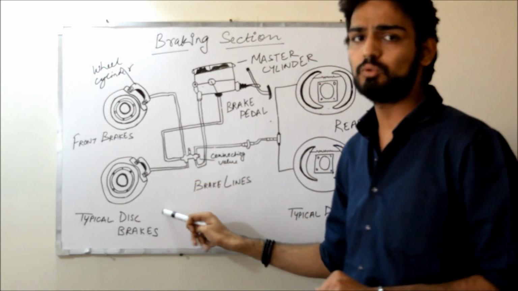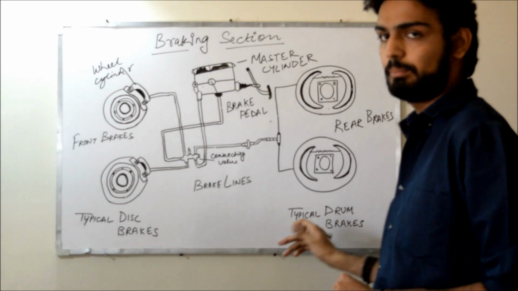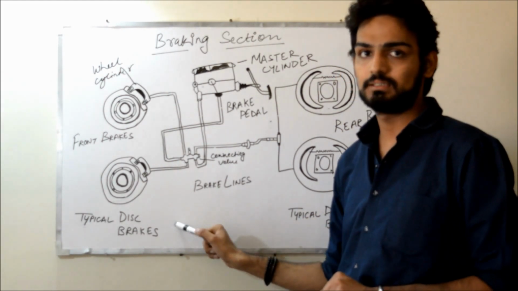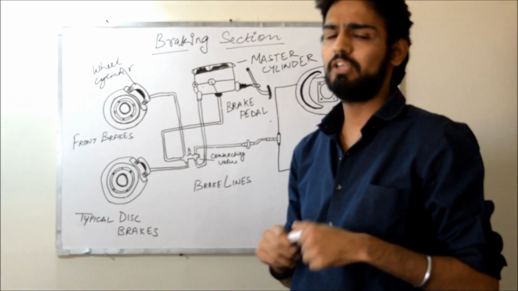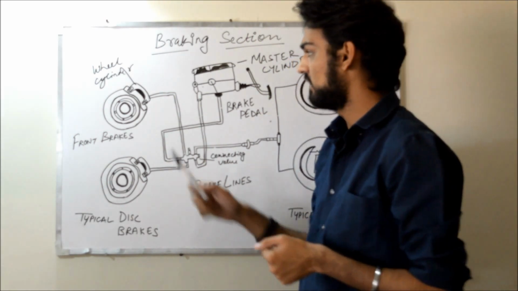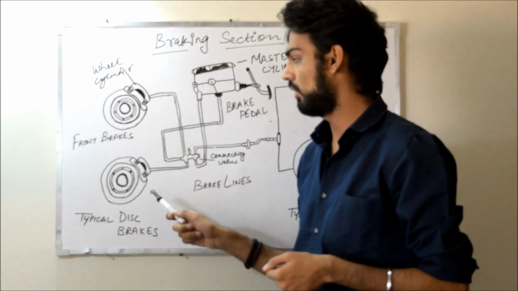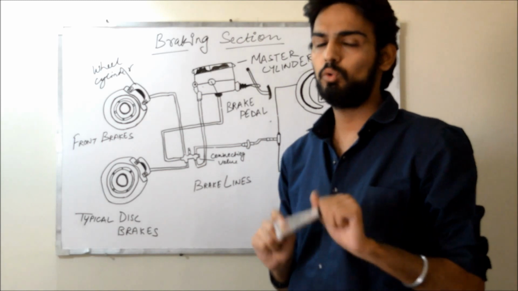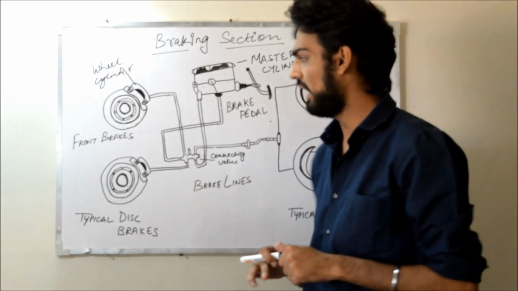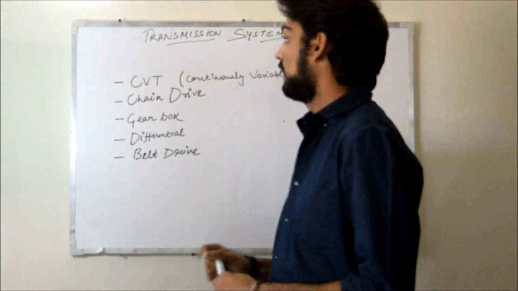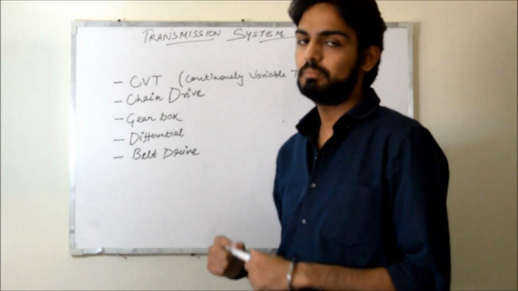Now disc brakes are usually expensive and drum brakes are cheaper as compared to the disc brakes. As I already told you, you can use any combination of the brakes, either any of the disc or any of the drum brakes, but at least two tires should have the braking system on any shaft. You can use anything.